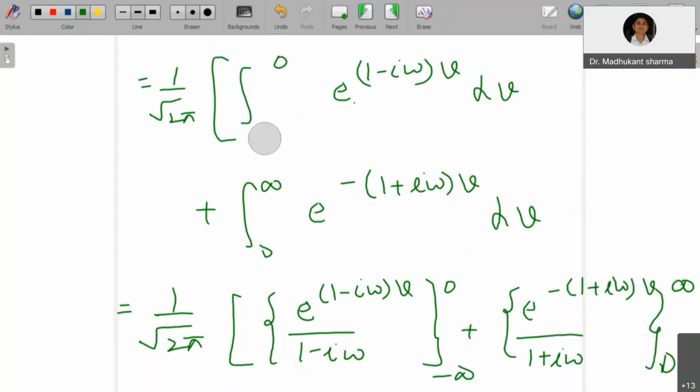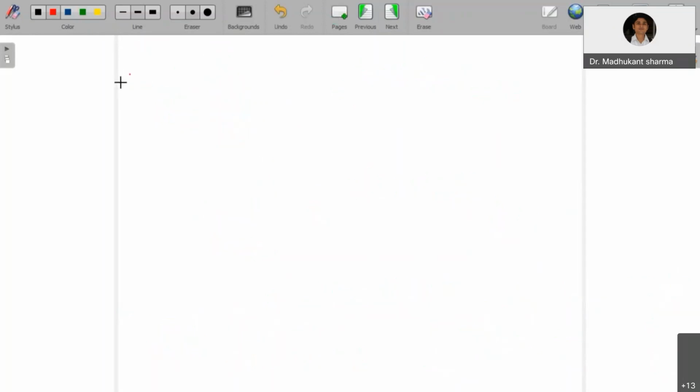Okay, so let me put it here. Limit a tends to minus infinity. Here this is a, this is b, and limit b tends to infinity. So limit a tends to minus infinity, and this is limit b tends to infinity. Now put upper limit minus lower limit, that is going to be 1 upon square root of 2 pi.